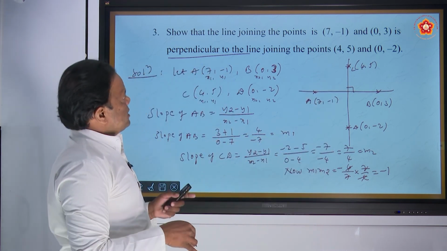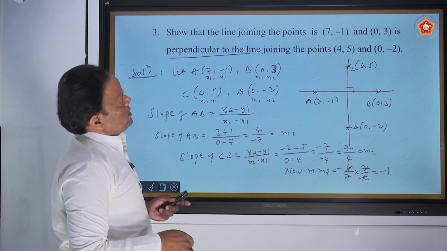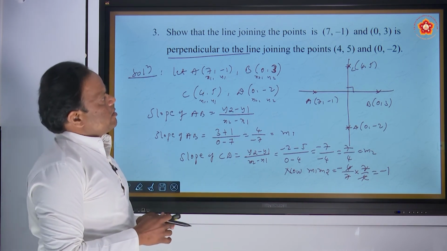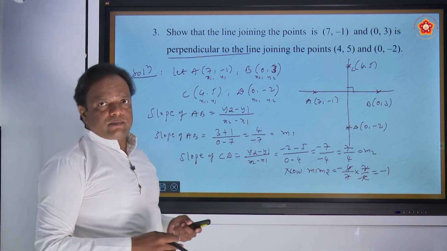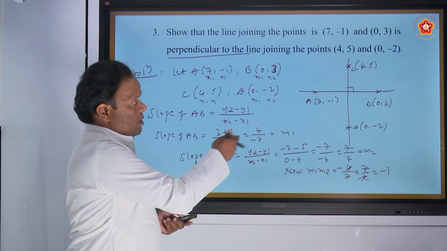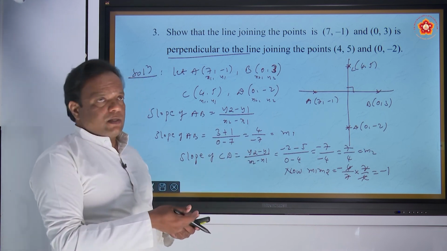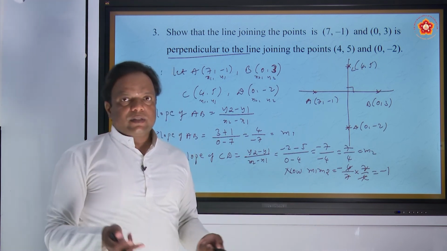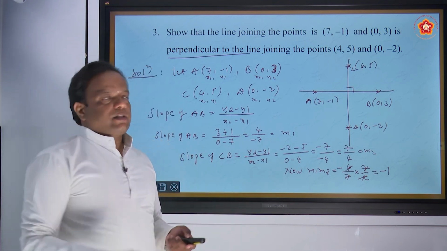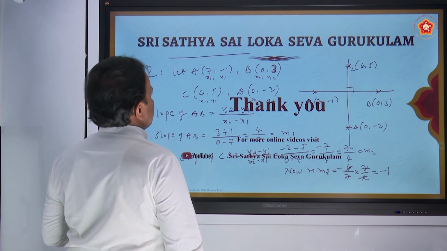The question is: show that the line joining the points 7 comma minus 1 and 0 comma 3 is perpendicular to the line joining points 4 comma 5 and 0 comma minus 2. Correct? We got here the product of slopes is minus 1, M1 into M2 is equal to minus 1. M1 is the slope of AB, M2 is the slope of CD. The product is minus 1, therefore the two lines are perpendicular to each other. Okay, let us move to the next problem. This is the last problem.